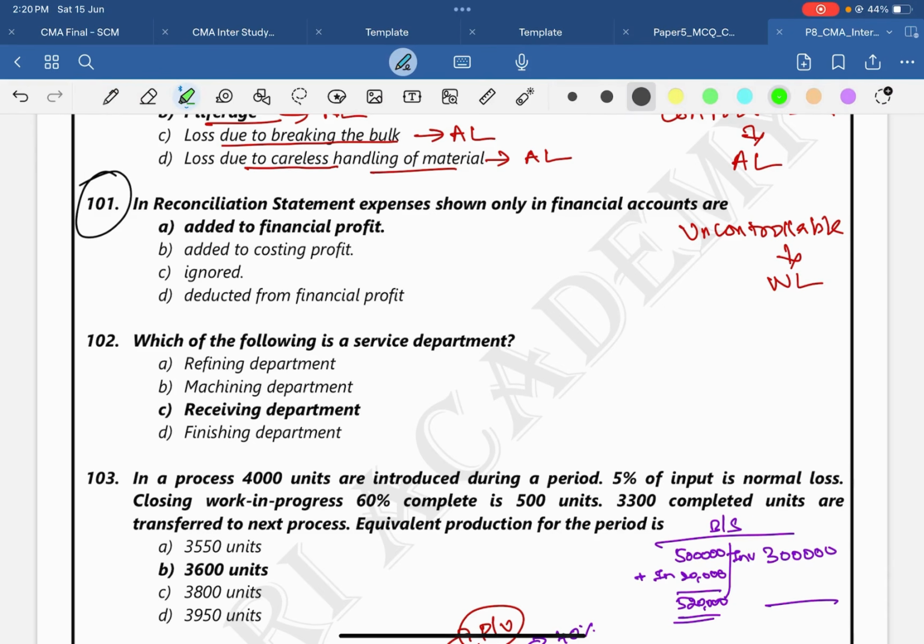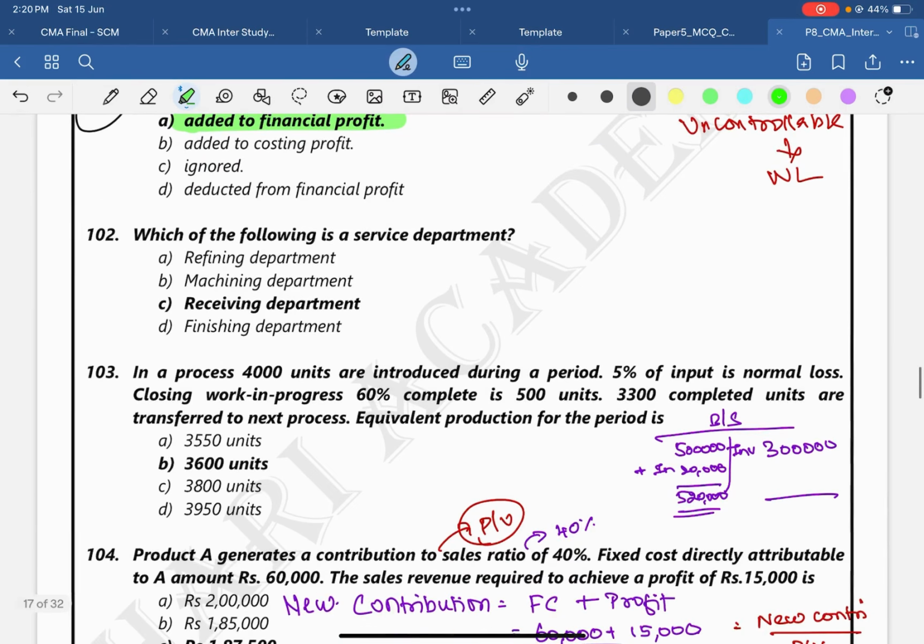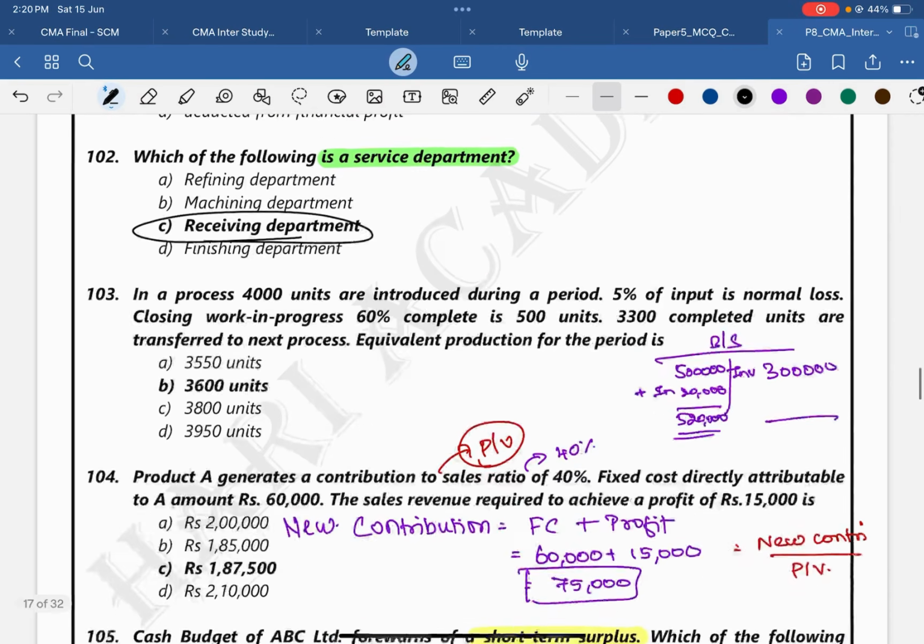First one, in a reconciliation statement, expenses shown only in financial accounts are always added to the profit. Then, which one of the following is a service department? Refining is a production department. Machining department is a production department. Finishing department is a production department. Then, receiving department is the only service department.